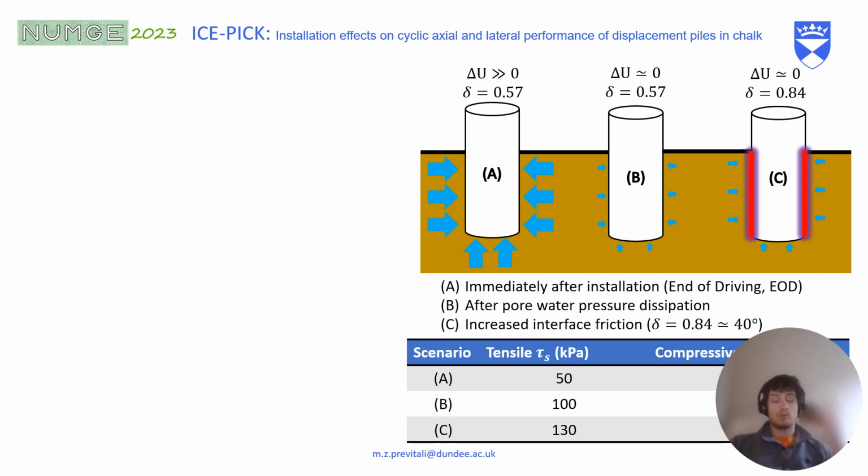And finally, we assess pile capacity considering three scenarios. First scenario, we consider the capacity in tension and compression immediately after installation, what's called end of driving, with significant pore water pressure inside the material. A second scenario of long-term pore water pressure dissipation, and the third scenario where pile rusting and corrosion has increased the friction between the pile and the material.